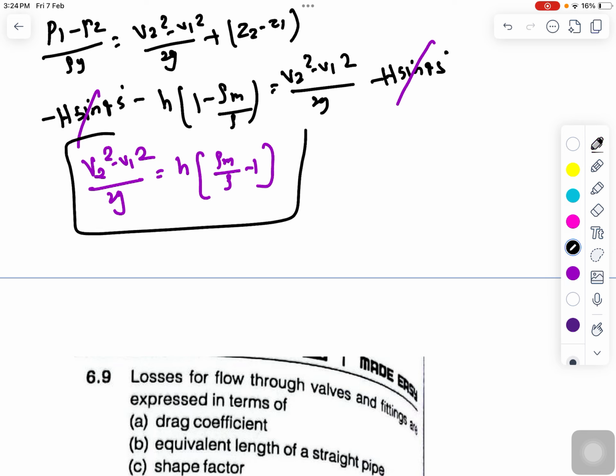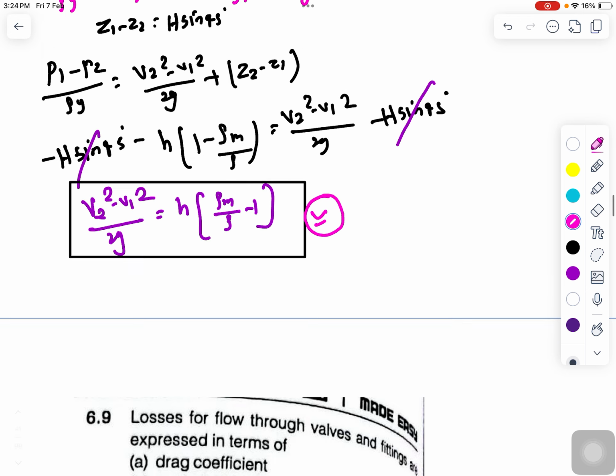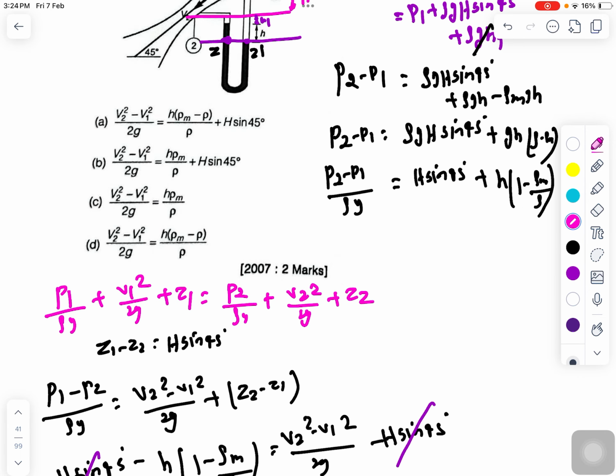Okay. So whenever these kinds of questions come, you have to understand two things. One is how to balance the pressure on the same level of liquid, and second is how to apply Bernoulli's equation at points 1 and 2. If you know these things, definitely you are going to crack this question. Okay, I hope this question is clear to all of you. Now I will be moving towards the next question.